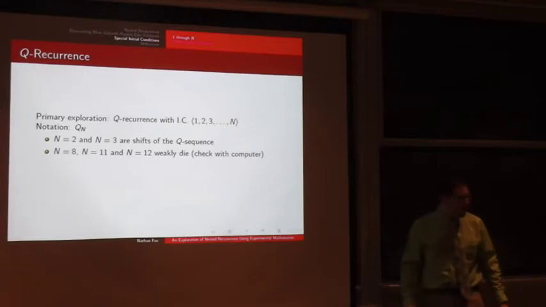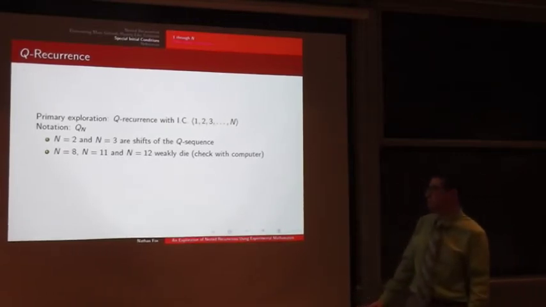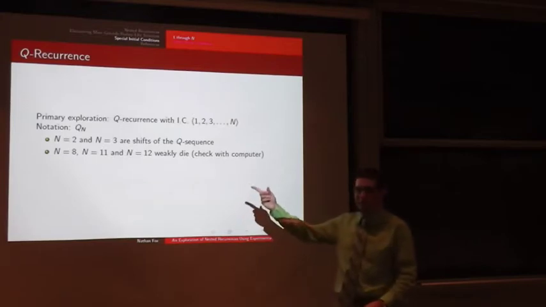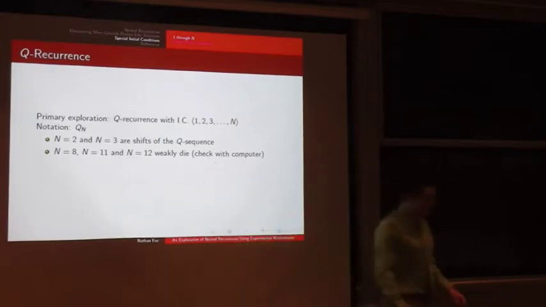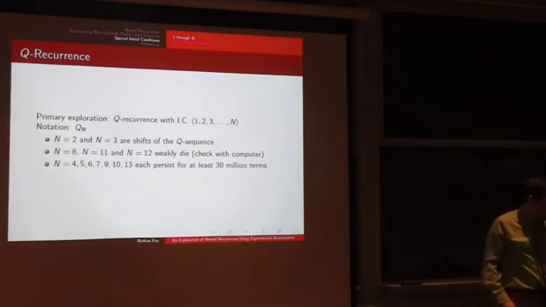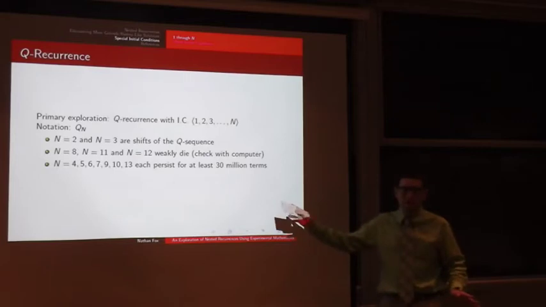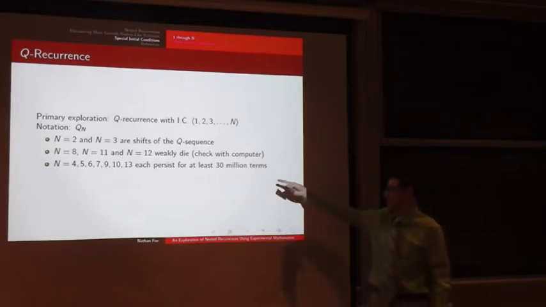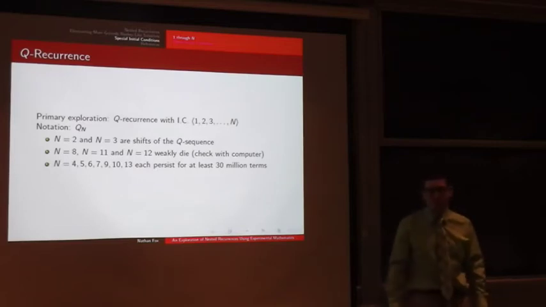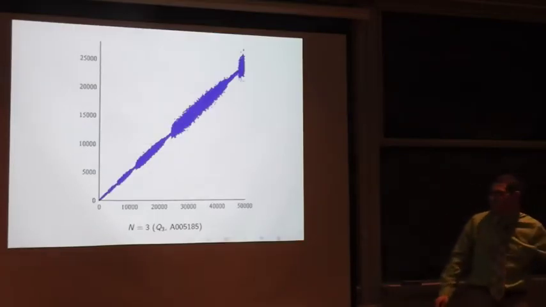And if you look at n equals 8, then you can see that there's actually 420 terms in that sequence. And also, if your initial condition has 11 guys, that leads to death. And also 12. The other numbers up to 13, I didn't use 1 because 1 is stupid, because then you can't compute the Q of 2. But these all live for at least 30 million terms. And here's plots of the ones that live for at least 30 million terms.